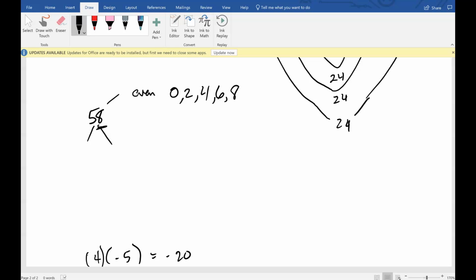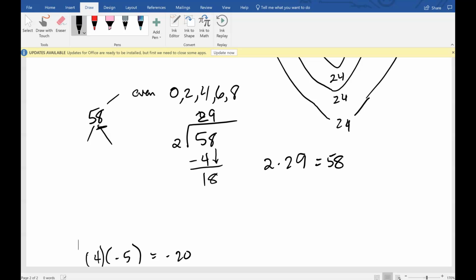So if we divide 58 by 2, 2 goes into 5 twice, with a remainder of 1, bring down the 8, and 2 goes into 18 nine times, so 2 times 29 equals 58. Okay, so the question is, are there any other factors of 58? So we know 58 is 2 times 29.